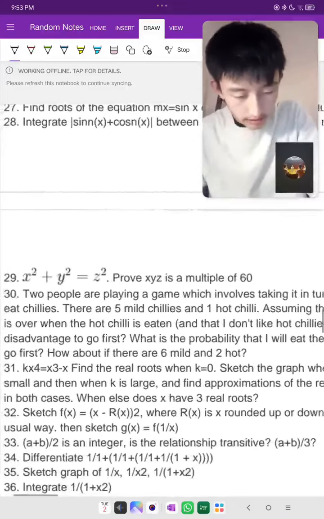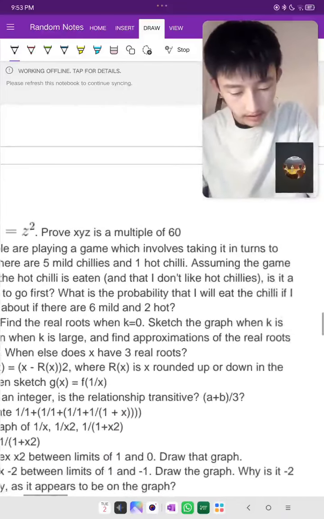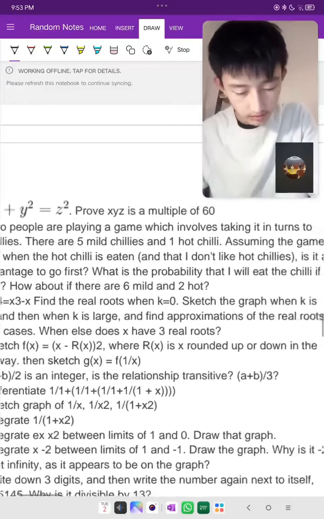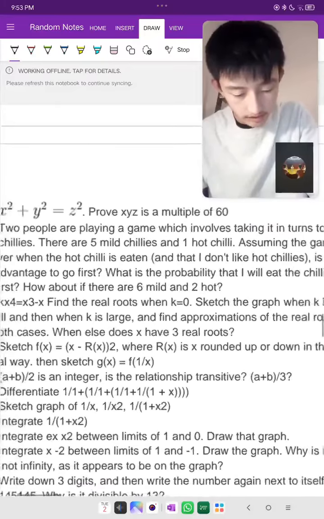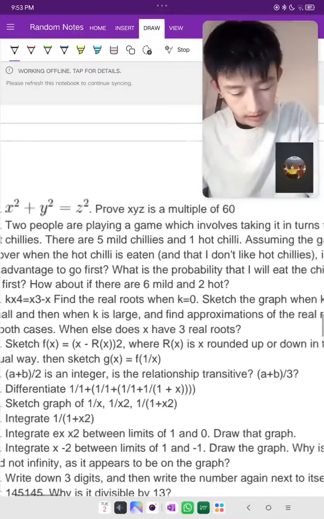Cool. Two people are playing a game which involves taking it in turns to eat chilies. There are 5 mild chilies and 1 hot chili. Assuming the game is over when the hot chili is eaten, is it a disadvantage to go first?